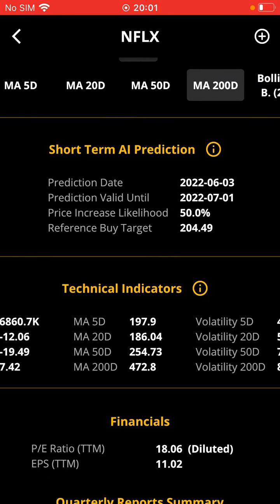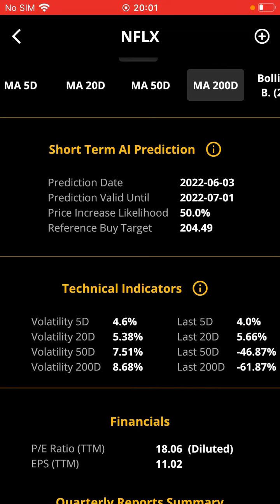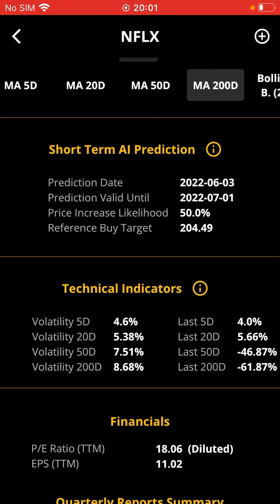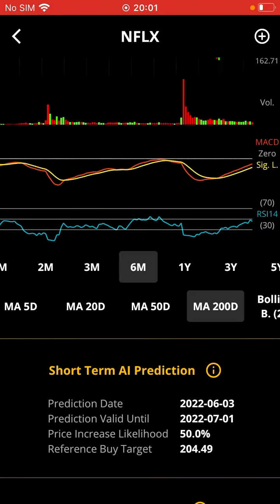Let's have a look at the volatility figures of the stock. In the last 5 days, the stock volatility has been 4.6%, and if you have a look at the last 20 days volatility, it is 5.38%. At this level, these are actually quite high numbers, especially for such a big company like Netflix.